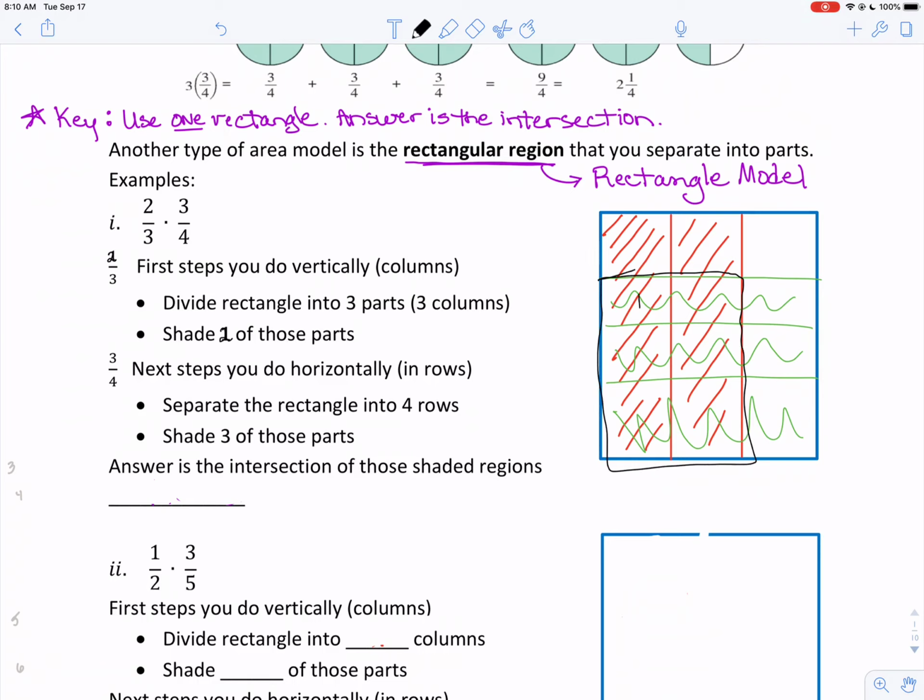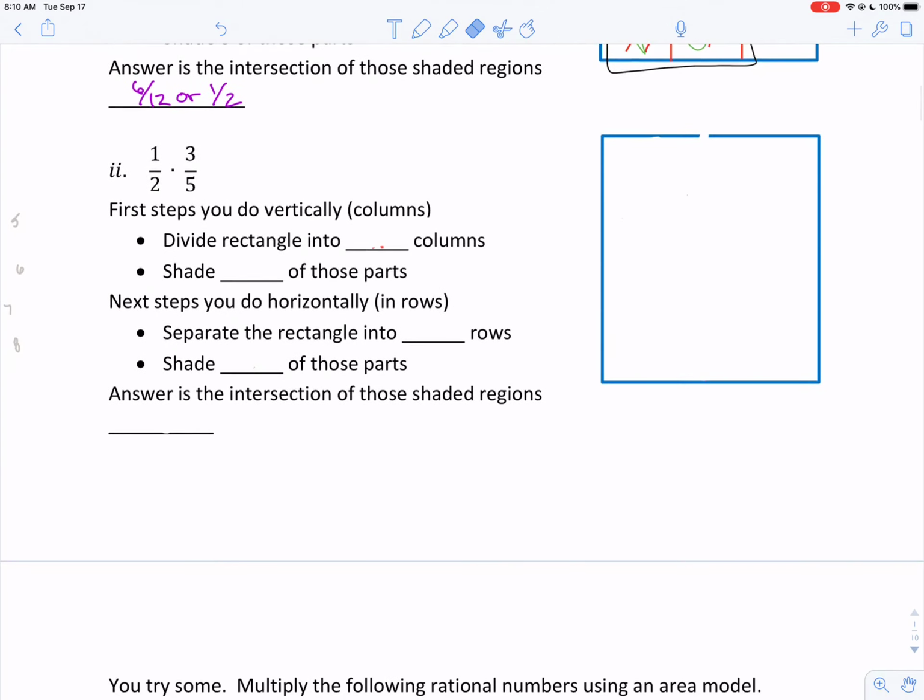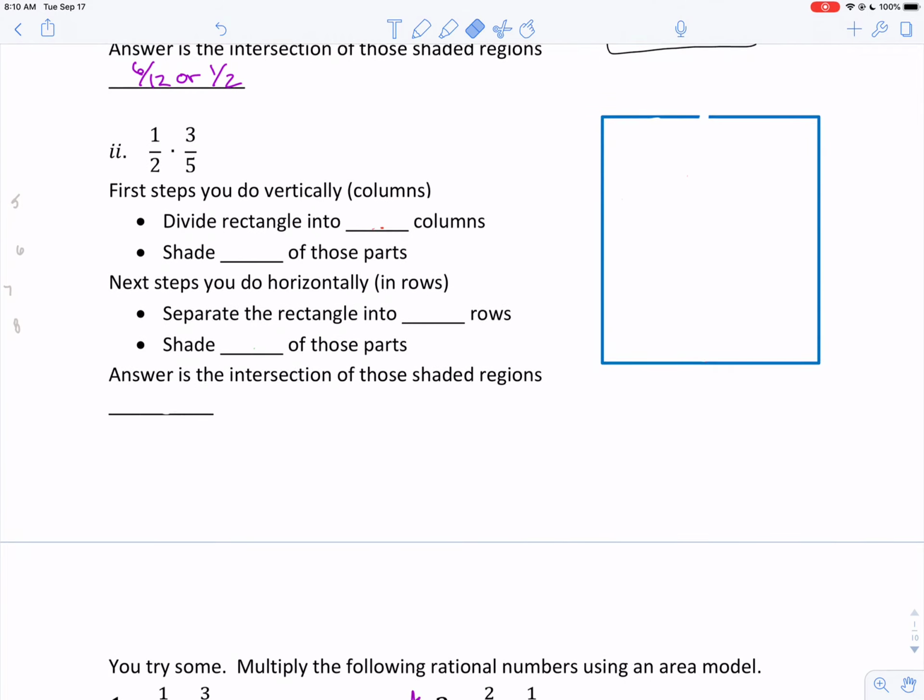So now let's count them. 1, 2, 3, 4, 5, 6. So we now have 6/12, which we could then reduce to 1/2. Let's do one more. 1/2 times 3/5.